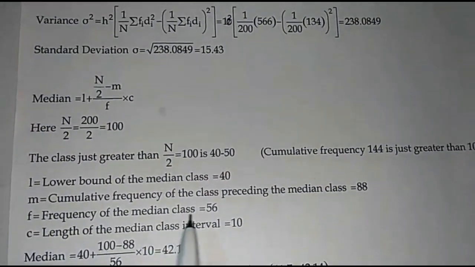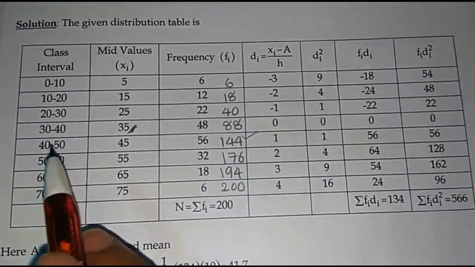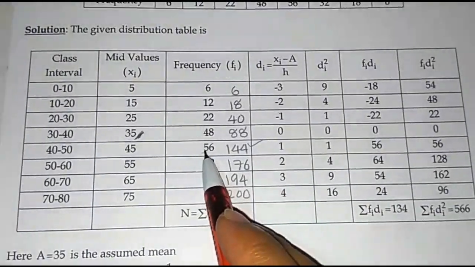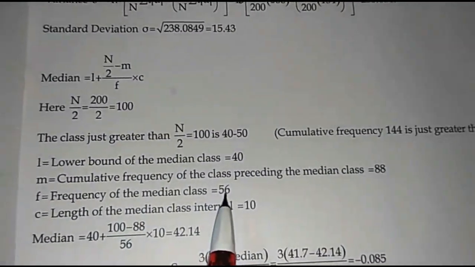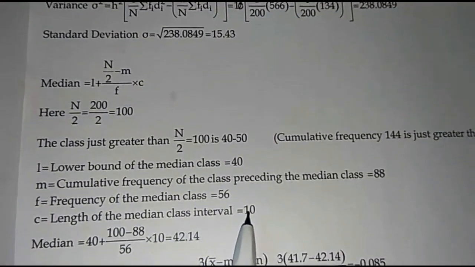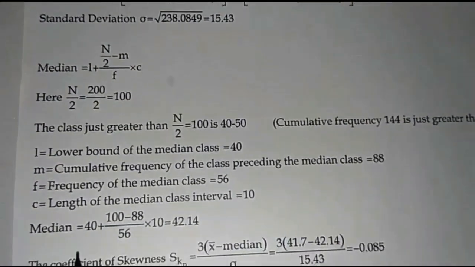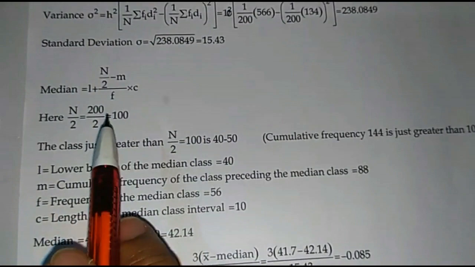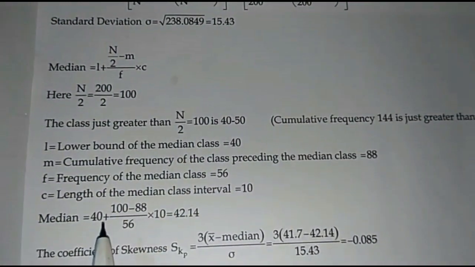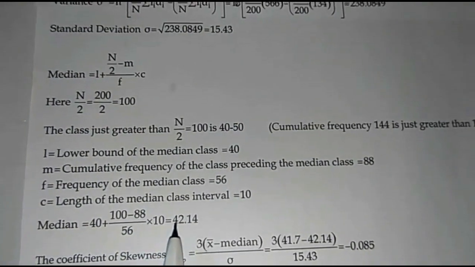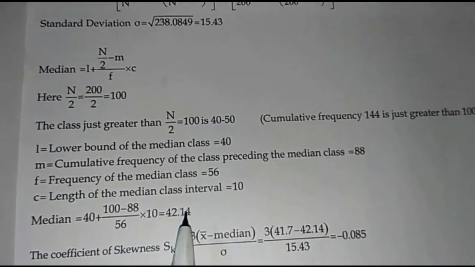F is the frequency of the median class. Now 40-50 is the median class, and its frequency is 56. So F equals 56. And C is the length of the median class interval, that gives 10. Now evaluating the median by using the formula L plus n by 2 minus m divided by f into C, that equals 40 plus 100 minus 88 divided by 56 into 10, that gives 42.14.